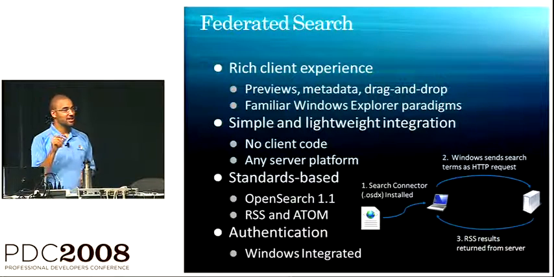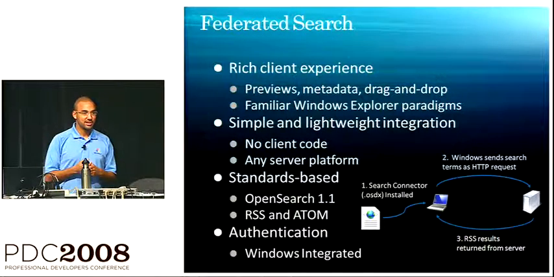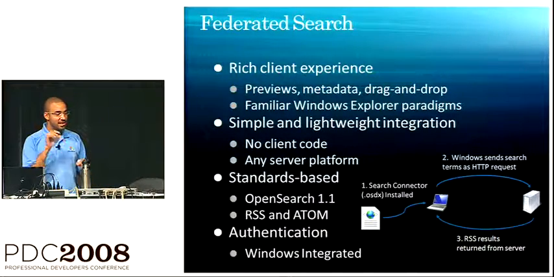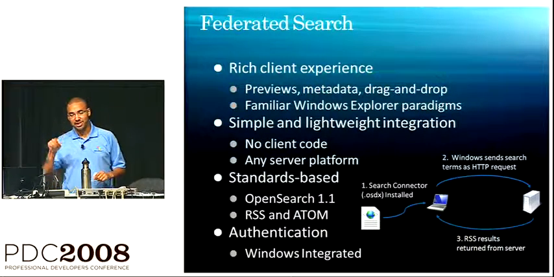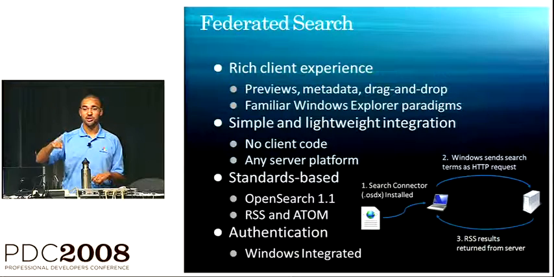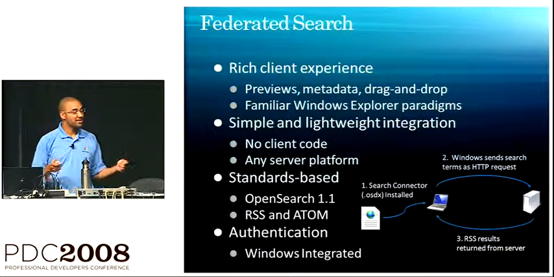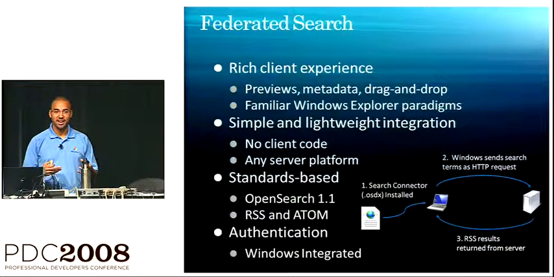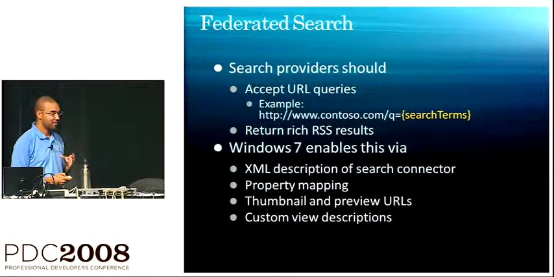So a user installs an OSDX file, the OpenSearch description, and that could be deployed by group policy, like I said. And then they get that little search box. So they can type in the search box. Windows sends that search request to your web server, and your web server just returns RSS results, and we show them in the UI. And we support some extensions that make it so you can define really rich items in the Explorer. So let's look at that in a little bit more detail.